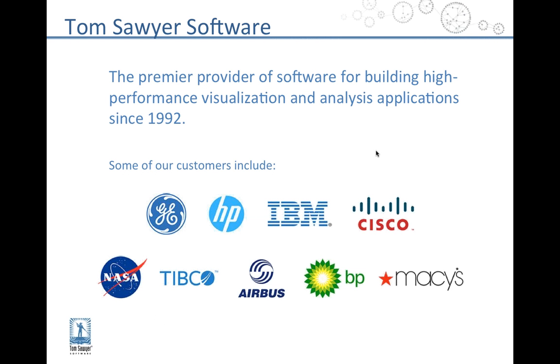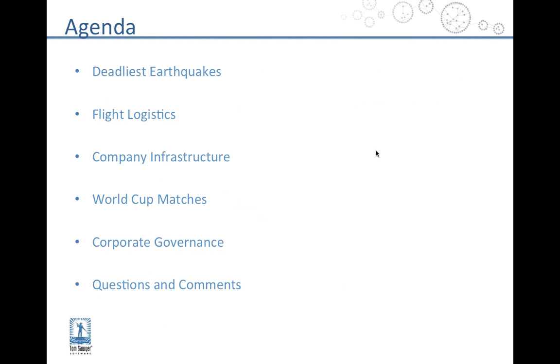We're just going to start off by talking a little bit about Tom Sawyer Software so that you have some context. Tom Sawyer Software is the premier provider of software for building high-performance visualization and analysis applications since 1992. We have a number of very nice customers whom you may have heard of.